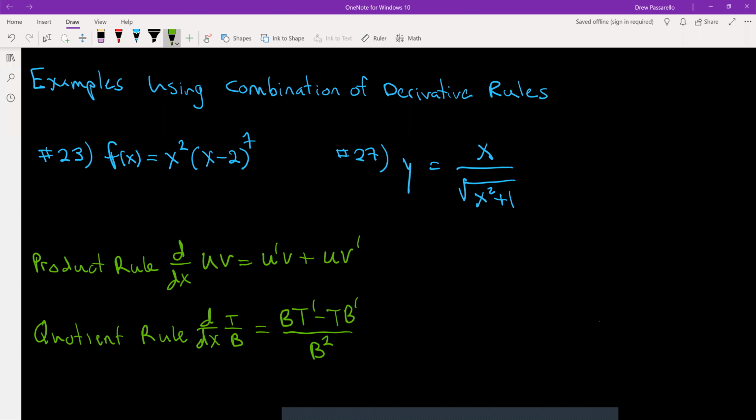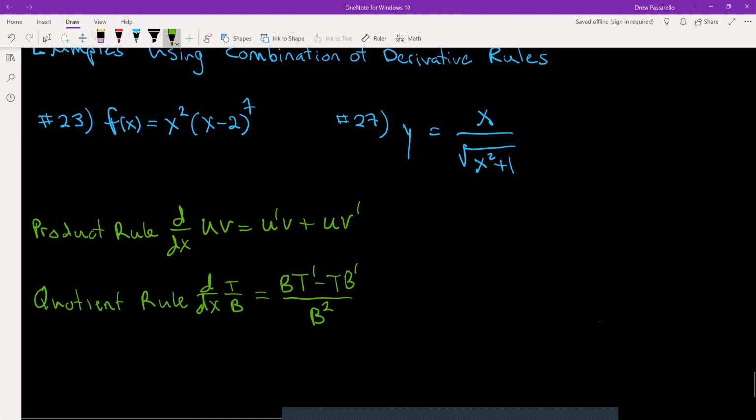All right, so this video is going to cover two examples, well actually three examples, but for these two it's going to use a combination of derivative rules. We're still in section 2.4 using the chain rule. But for these two, we're going to use a combination of either the product rule and chain rule, or maybe the quotient rule and chain rule. We're still in section 2.4, but these are just some more complicated examples. So I wrote down the product rule and the quotient rule.